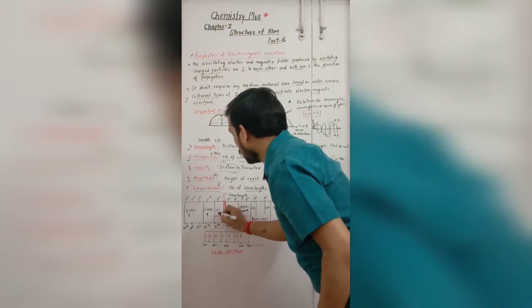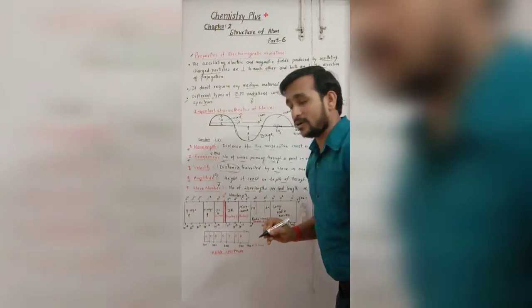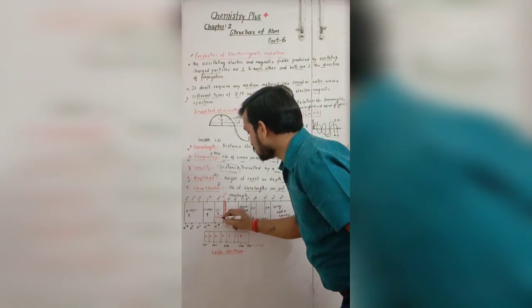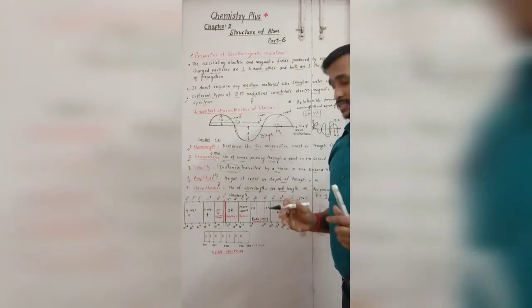The third region belongs to UV rays, that is the ultraviolet region, which is a kind of ray present in our sun rays.